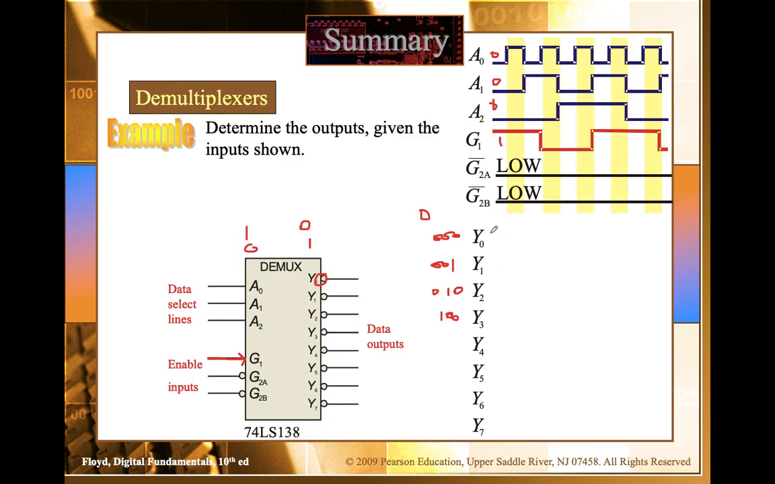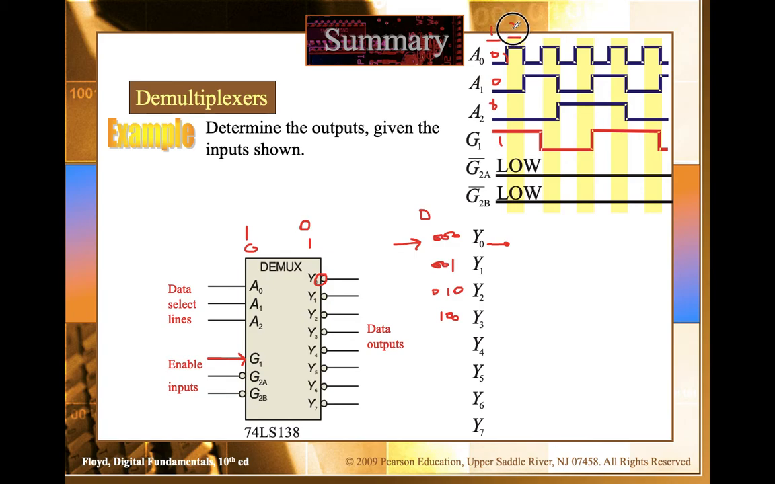So what will the data be? Data will be 0, but on which line? Y0, because the code is 000. So here the first data is here and it will be low. It will be low till this particular cycle. I don't know yet what will happen after that, but we now have to check the next clock cycle. This is the next clock cycle, and this is the first clock cycle.